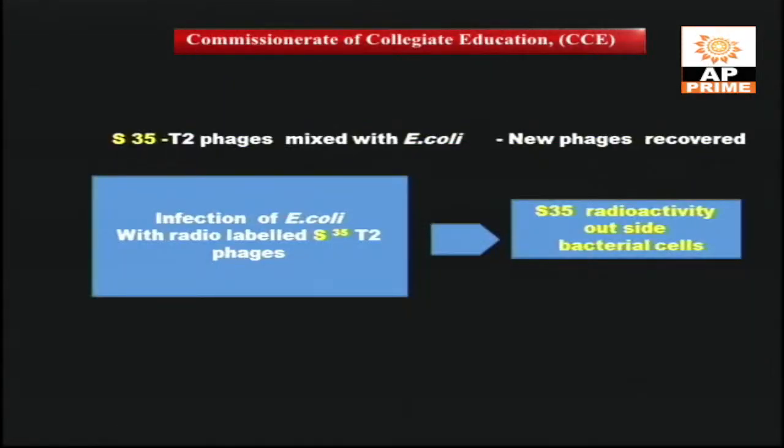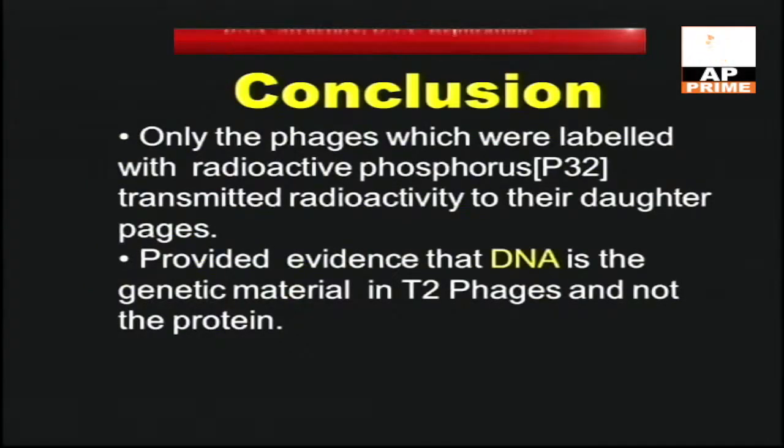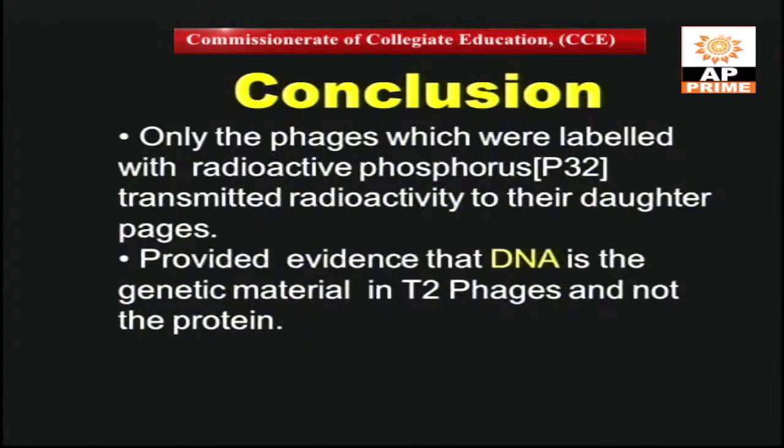Now I am talking about the radioactivity. The radioactivity was outside the bacterial cells when treated with sulfur-35 radio-labeled viruses, but it was inside the bacterial cells when treated with phosphorus-32 radio-labeled viruses. So coming to know the conclusion, the results of this experiment. What did this experiment provide? This experiment provided strong evidence that DNA was the genetic material in T2 phages.